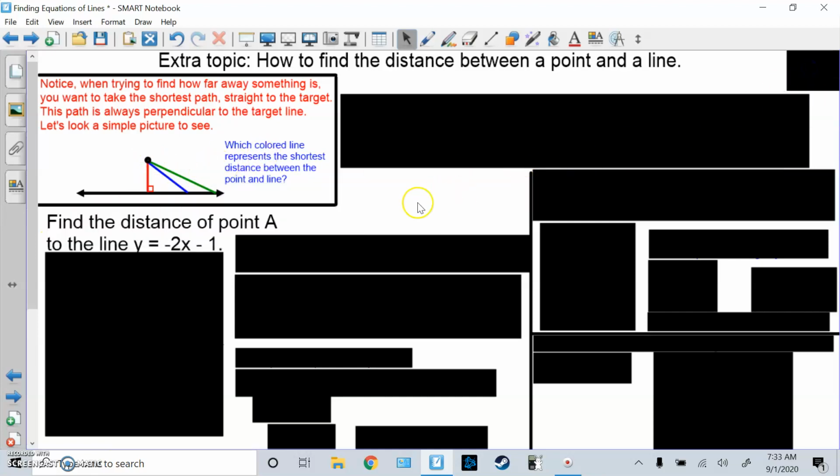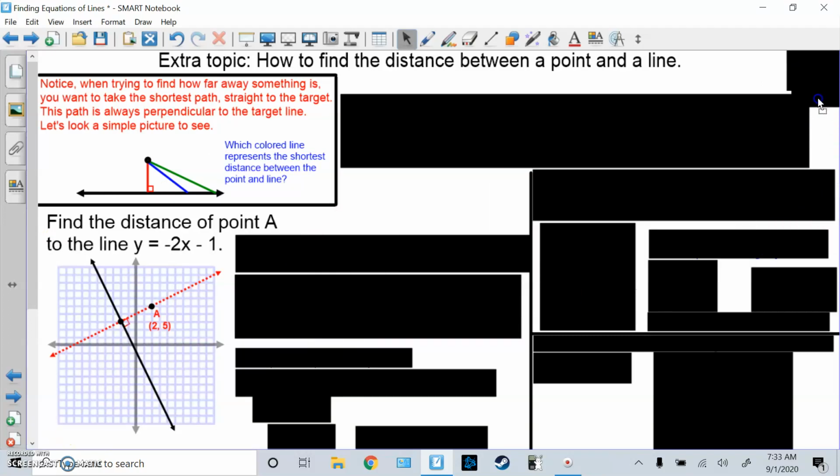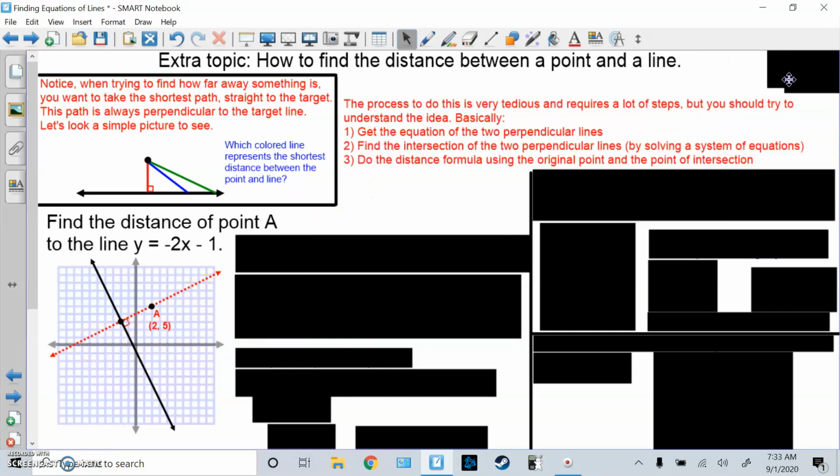Find the distance of point A to the line y equals -2x minus 1. And I drew this picture just so you can see. And you're not supposed to see this diagonal dotted red line yet. That comes later. So let's talk about the steps first. Again, it's kind of tedious and requires a lot of steps, but try to understand it.